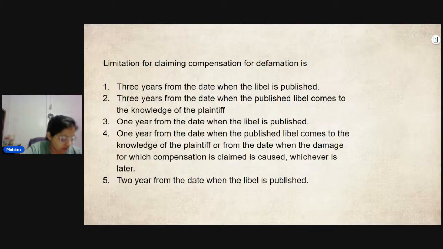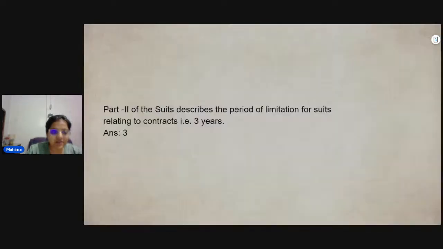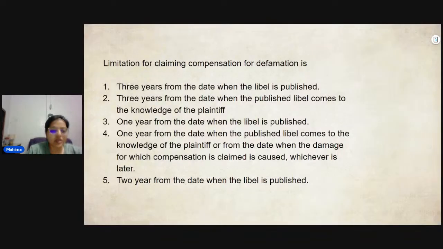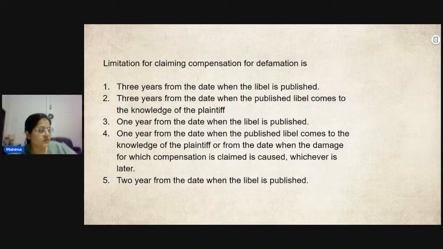Okay. Pritika is saying 2, Divya is saying 3. Let's see. It is 1 year from the date when the libel is published. Guys, can somebody tell me what is the limitation period? I asked this question, I think, in one of my IPC quizzes. What is the limitation for criminal defamation? Criminal defamation के लिए what is the limitation period? Do not see the punishment of defamation under IPC. And then tell me the answer.